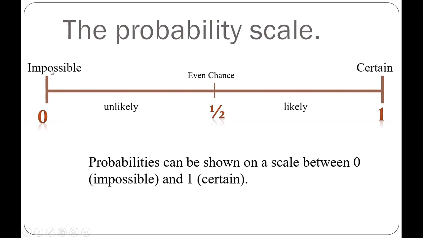So remember, impossible because 0, it won't happen. So that's why 0, nothing. And half means 50%, even chance in the middle of the line. And certain is one whole. Okay? So these probabilities can be shown on a scale between 0, impossible, and 1, certain. In between 0 and a half, it is unlikely. And in between half and 1 is likely. Okay? So this is the probability scale.